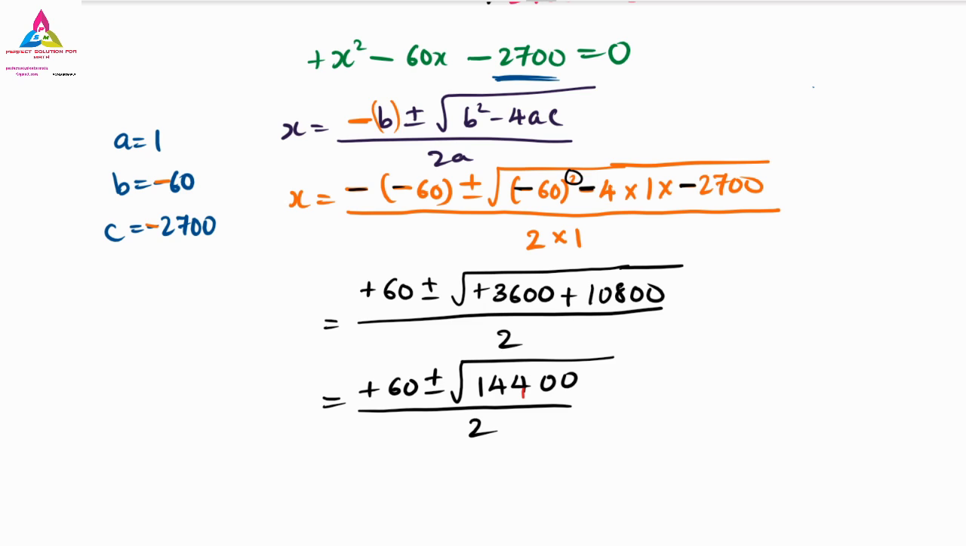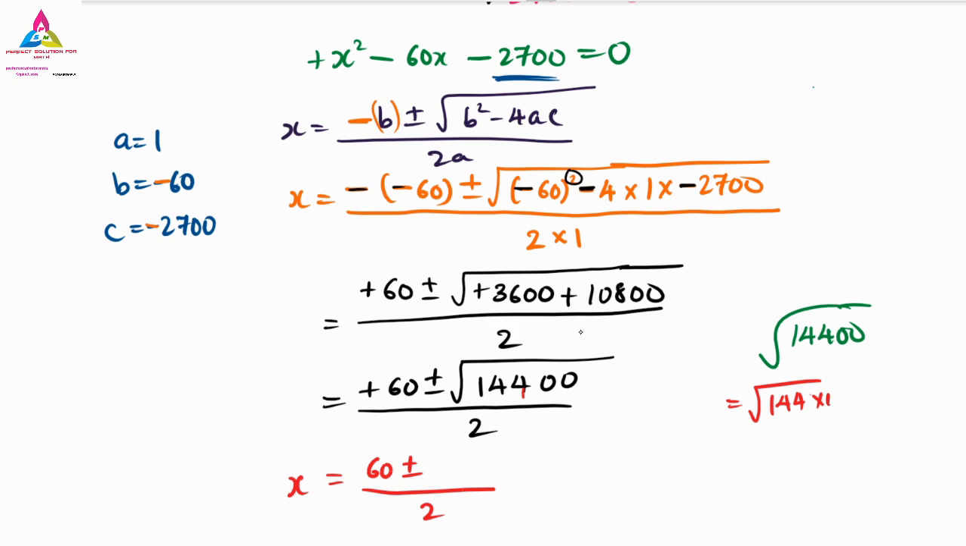So the x is equal to 60, we will write down as it is, and whole divided by 2 also we will write down as it is. But what is the value of the square root of 14,400? It looks like a very big number, yes, but actually it is a very simple number. Because 14,400 we can write as 144 into 100.